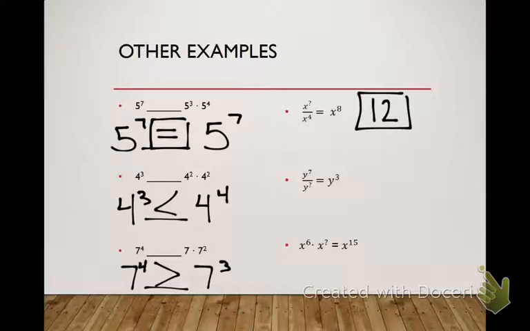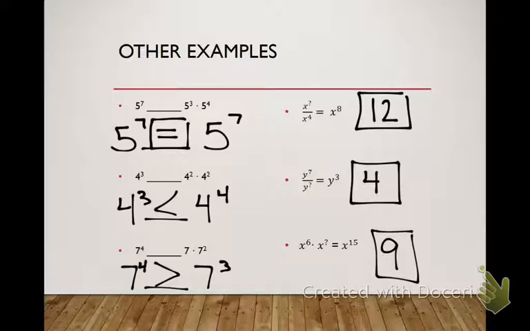All right, what about the second one? 7 minus what gives me 3? 4. What about the third one? 6 plus what gives me 15? 9. All right, so you just fill in the missing blank. All right, if you understand that, that's everything you need to know for 4.5.